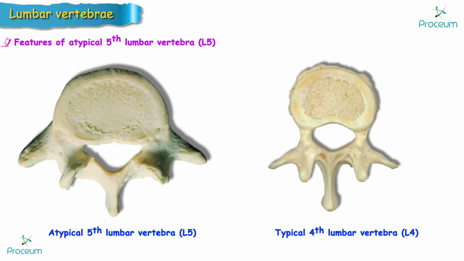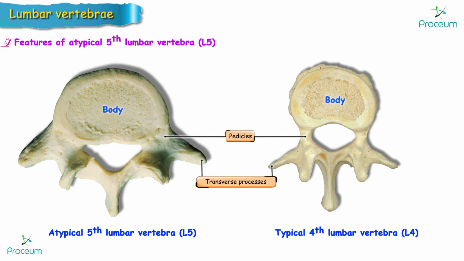Features of the atypical 5th lumbar vertebra. The 5th lumbar vertebra presents the following atypical features. The transverse processes are thick, short, and pyramidal in shape. Their base is attached to the whole thickness of the pedicle and encroaches on the side of the body. They seem to be turned upwards. The spine is small, short, least substantial, and rounded at the tip.